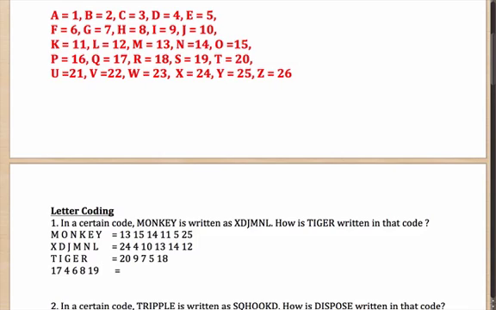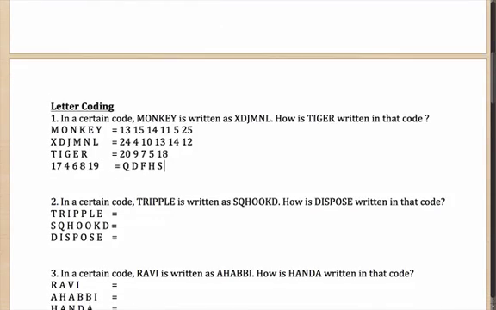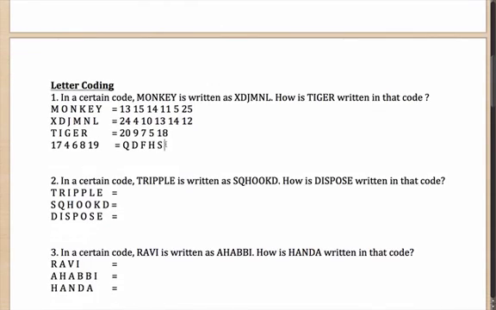And what are these? How much is 17? 17 is Q, 4 is D, 6 is F, 8 is H, and 19 is S. So this essentially is the code for tiger. That is what we were looking for.